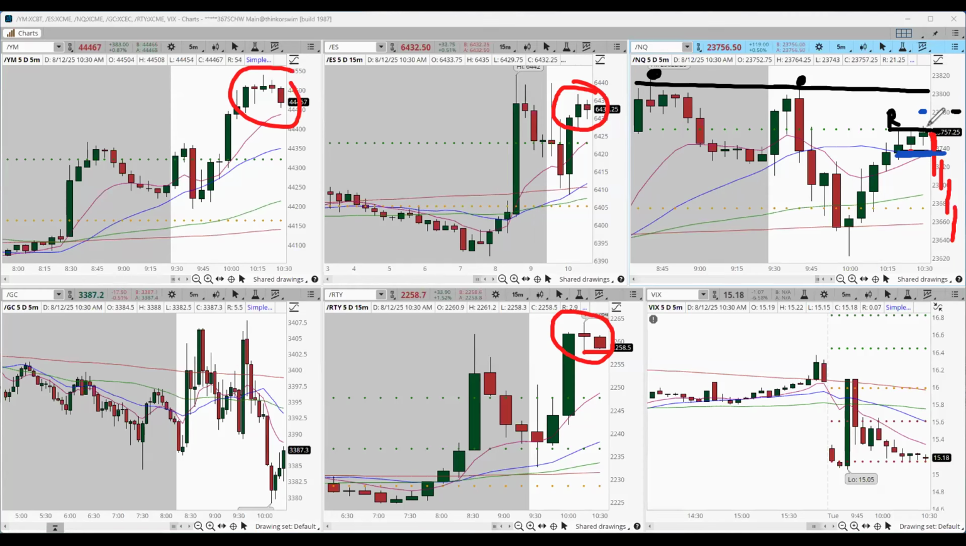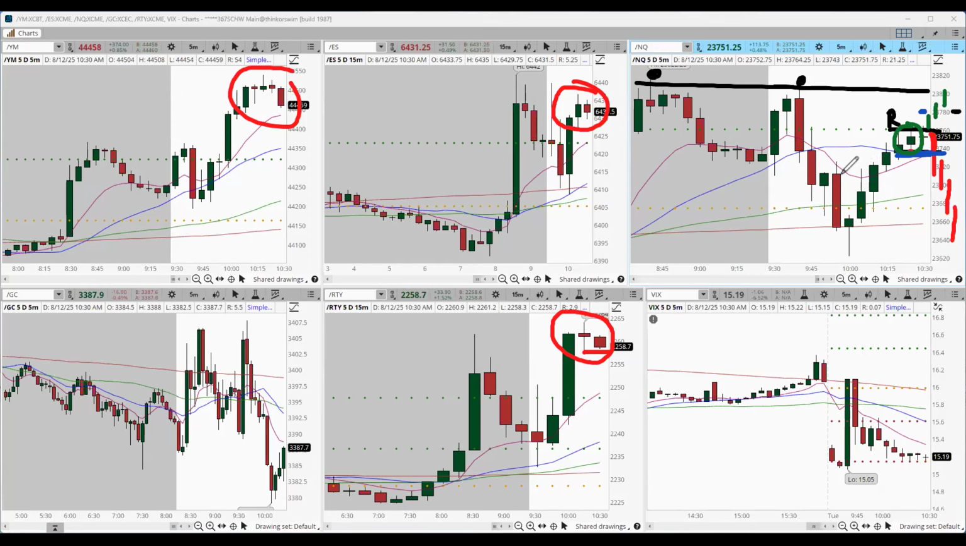And again, if we get a continuation higher, we should be seeing, I would say in about 15 minutes, like an 800 target achieved. So these are the two scenarios that can happen based on just this candle alone.